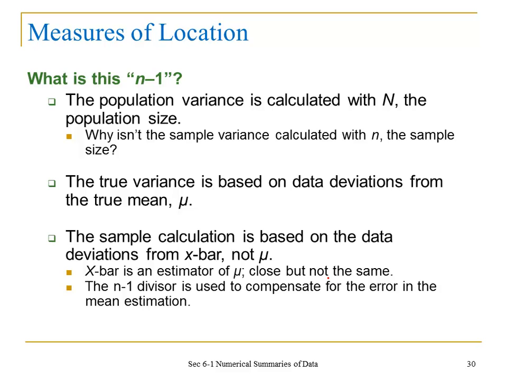So what is this n minus 1? The population variance is computed with all the information, which is capital N, okay? Which is the population size. So why don't you follow the same concept? Well, the true variance is based on data deviation from the true mean, which is not the case for the sample standard deviation or the sample variance. The sample calculation is based on the data deviation from your sample mean, not the population mean. Okay, so x bar is an estimate of mu, which is close to the population mean, but is not the population mean.